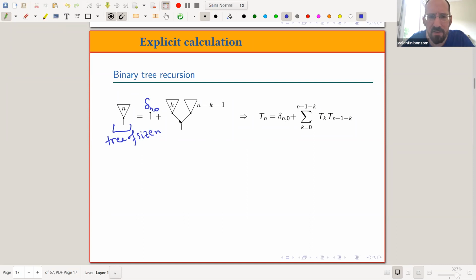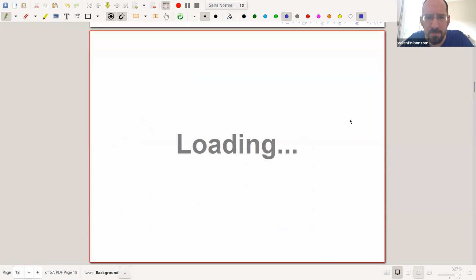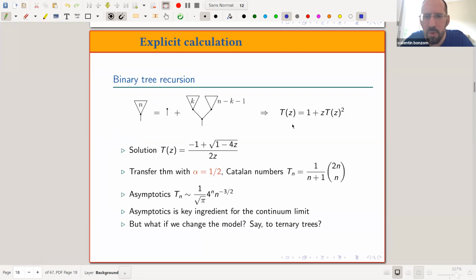But if the root has 2 children, one of the children here on the left can have a smaller tree attached of size k, and the right child can have a smaller tree attached of size n minus k minus 1. So this gives you the recursion that's written here on the right. When you go to generating series, you multiply by z^n and sum over n, you get a quadratic equation on T. It's quadratic because there are 2 subtrees in the picture.